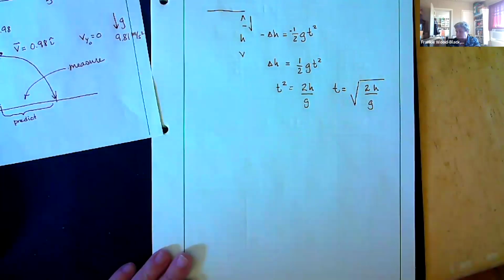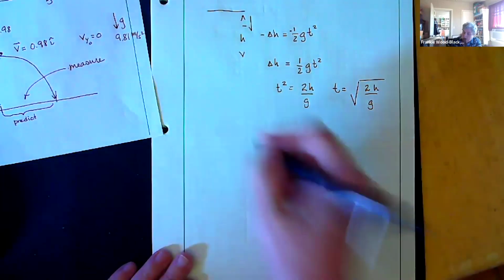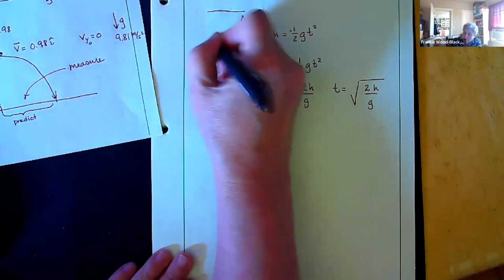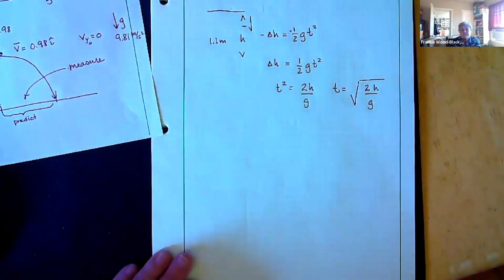My tabletop in my office, h is about 1.1 meters. In the physics lab, it's about 0.95 meters. Your tabletop might be something different, so you'll need that measurement.